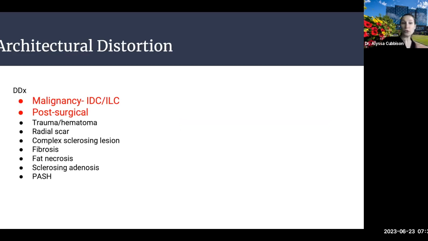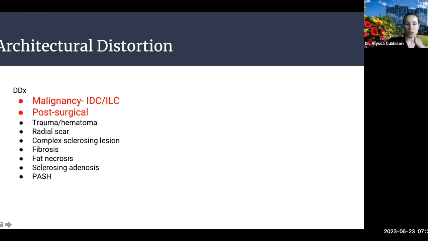What's our differential for architectural distortion? It's certainly very long. This is not comprehensive per se, but I did want to highlight some things. Unless you have an otherwise explanation for what the distortion represents, cancer has to be pretty high on your differential. One of the things that it can be is post-surgical. And in that case, that's a very good explanation for distortion. And in which case we say, okay, we don't even worry about it because we know that surgery can cause this type of distortion.